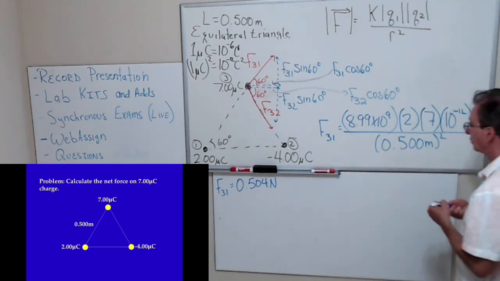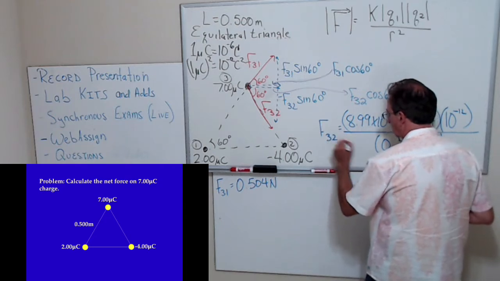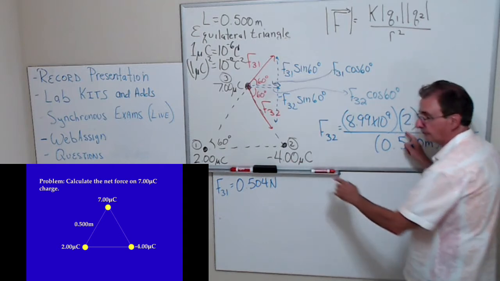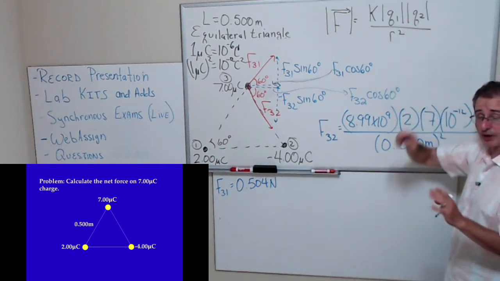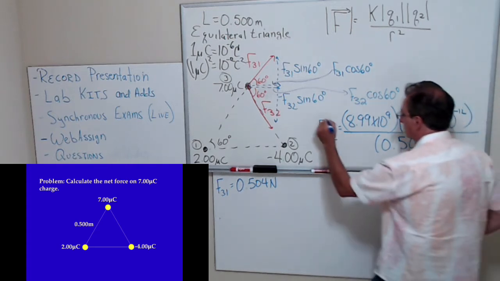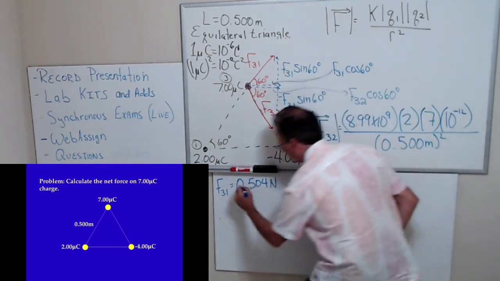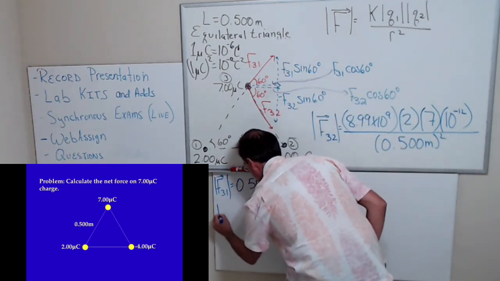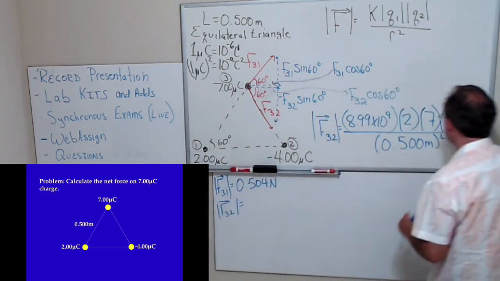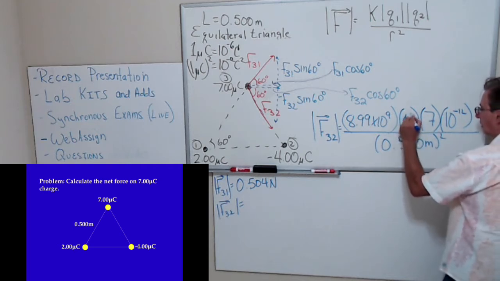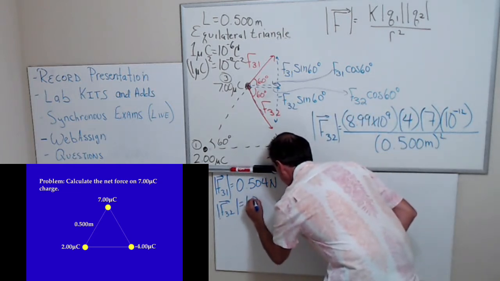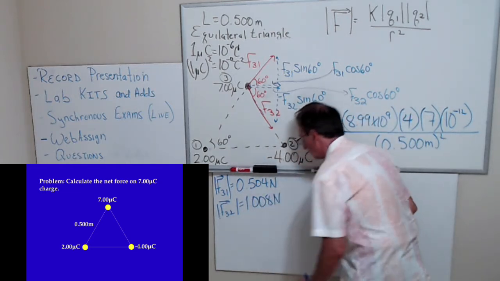Now, when I do F32, I just have to change one number. I just got to change this from a 2 to a 4. Remember, I'm not putting a sign in. The free body diagram is telling me the directions. All this is doing is giving me the magnitude of the force. So I'm going to change this 2 to a 4, which all it does is double that number. And so now I have that.